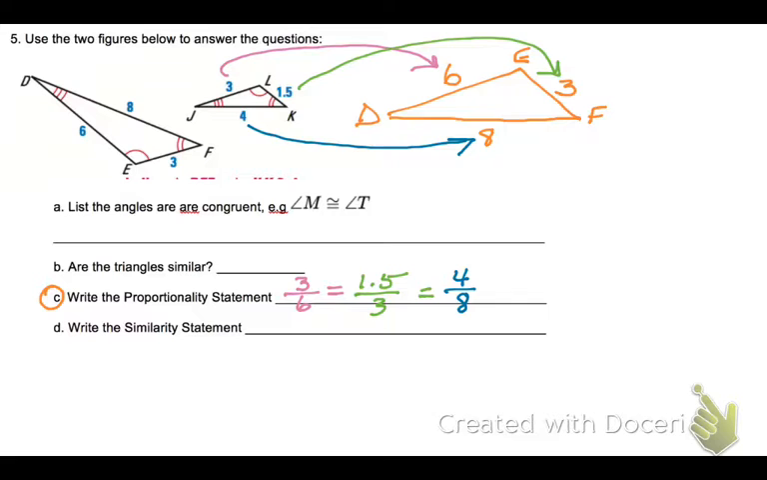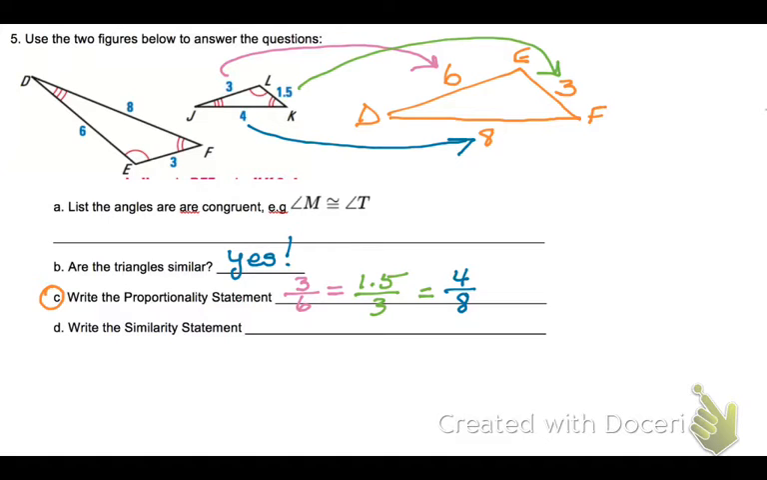So 3 over 6 is equal to 1/2. 1.5 over 3 is equal to 1/2. 4 over 8 is equal to 1/2. So yes, the sides are all proportional. The angles are congruent. So are the triangles similar? Yes. Okay. Now it asks you to write a similarity statement.